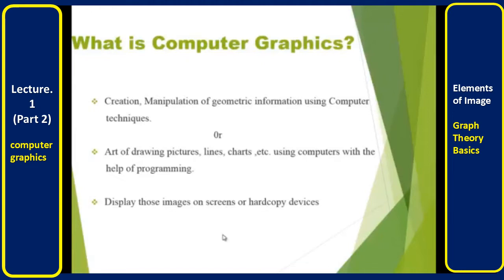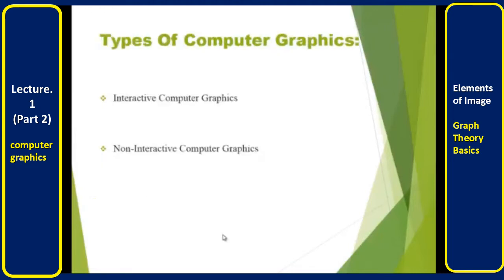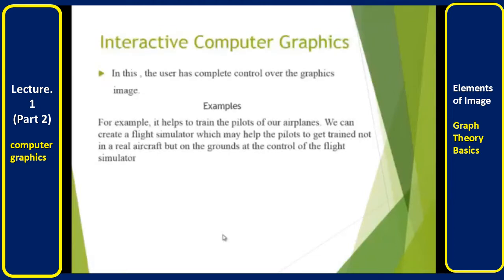So computer graphics is the creation and manipulation of geometric information using techniques, an art of drawing pictures, lines, charts, etc. using computers with the help of programming, and then we display those images on screens or take printouts of them. Now basically there are two types of computer graphics. First, interactive computer graphics, and the second one, non-interactive computer graphics.